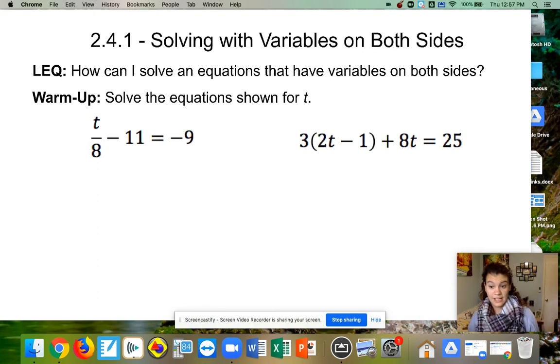All right, so today we're going to keep solving equations, and we're going to solve with variables on both sides instead of just on one side. So as a review, pause the video and do these two examples as warm-ups.